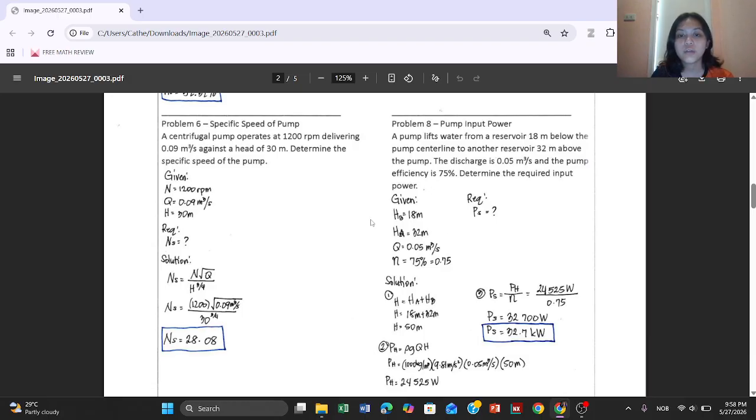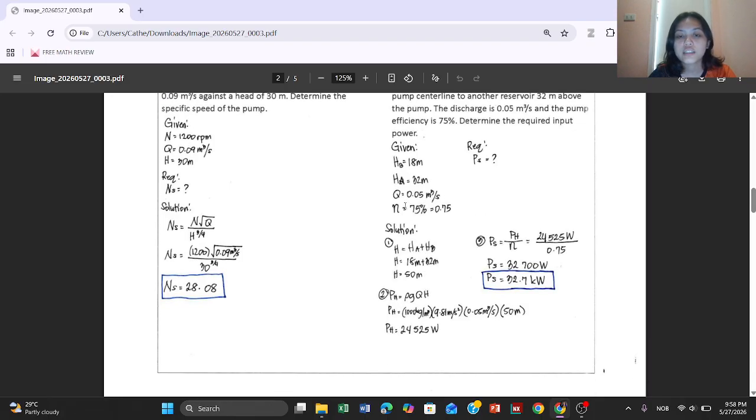So the given in this problem, we have the height below the pump, which is 18 meters, and the height above the pump of 32 meters. And we have the discharge value of 0.05 cubic meter per second, and an overall efficiency of 75% or 0.75. The required will be the shaft power.